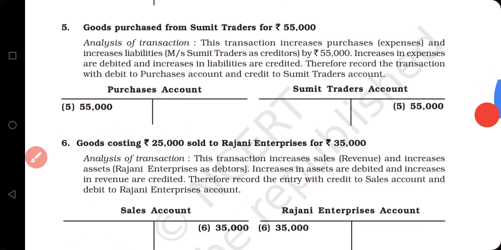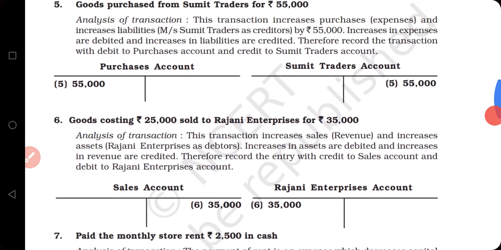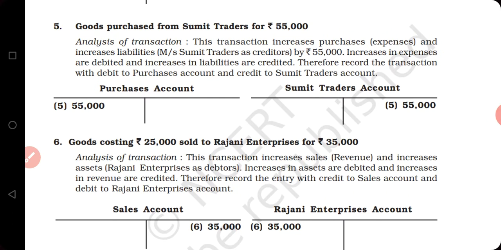fifth transaction. Purchase goods from Sumit Traders for rupees 55,000. Here in this transaction we are purchasing the goods 55,000, but here it is not mentioned whether this is cash or not. So cash is not there. So this transaction indicates the credit purchase because the name of the traders is mentioned in this.